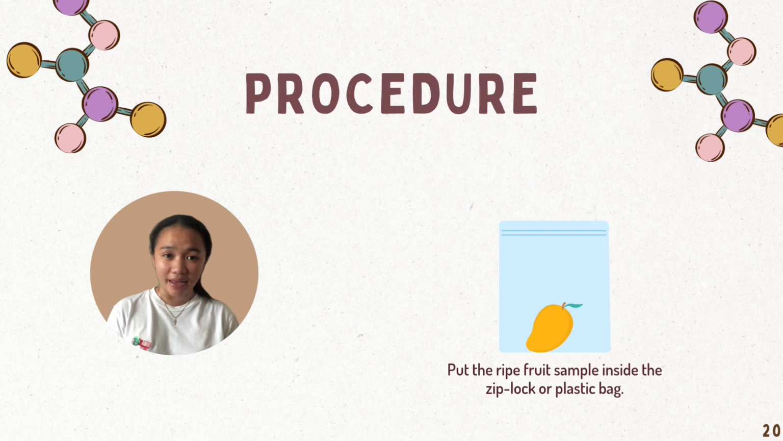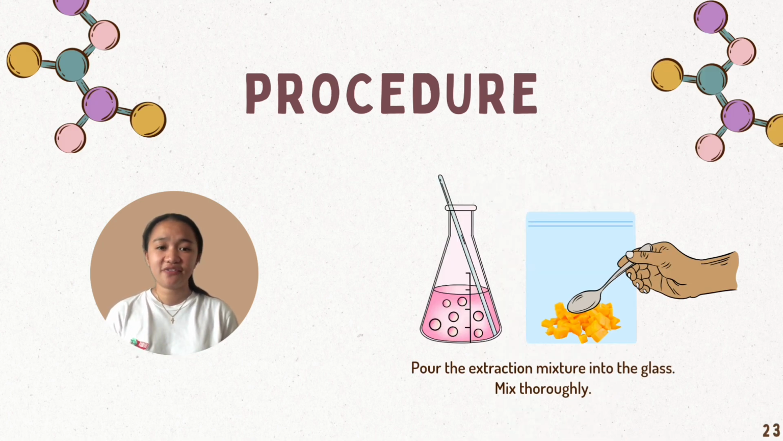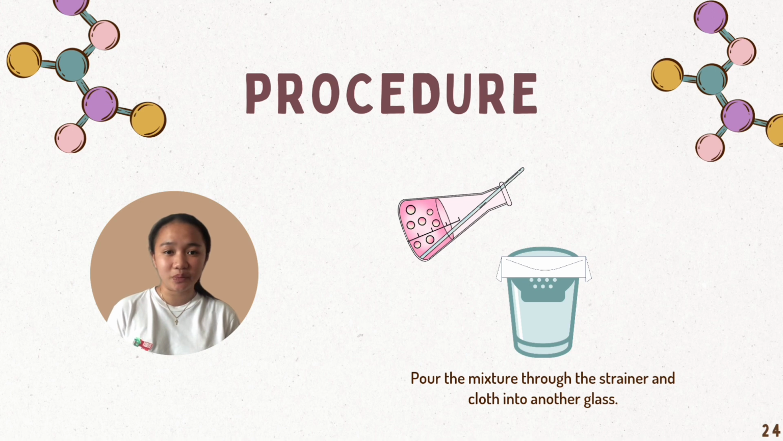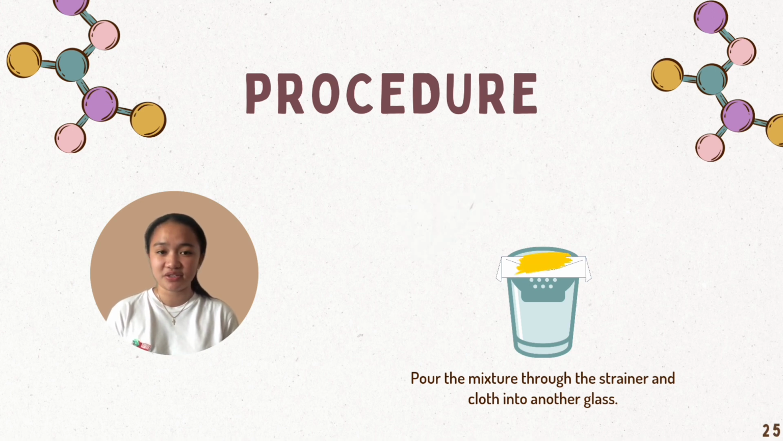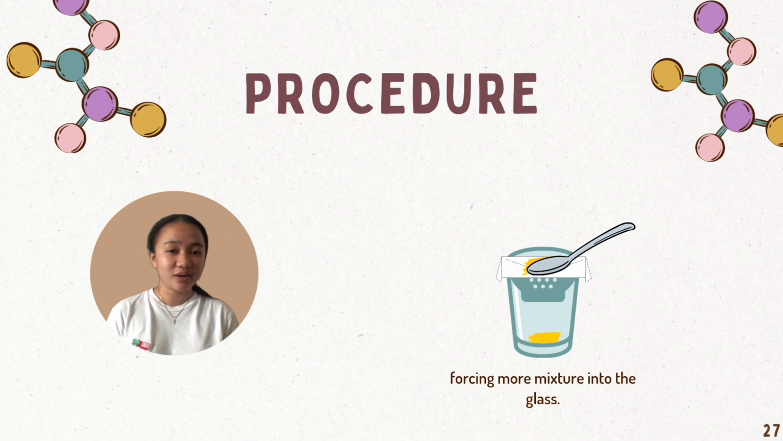Inside the Ziploc bag, the ripe fruit sample was crushed with hands and fingers. 5 tablespoons of the fruit sample were completely incorporated into the mixture. The extraction mixture was then filtered using a cloth and a strainer. A spoon was used to press the mashed fruit against the cloth and strainer to properly filter the solution.